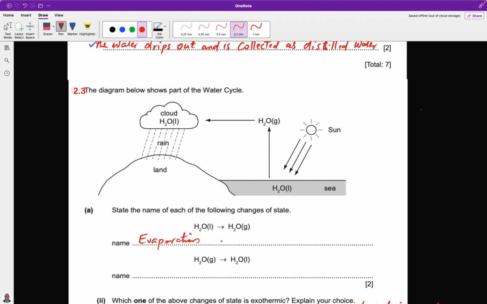You could still say, if you don't say evaporation, you can say boiling. During boiling, water is converted to gas. Or you can say vaporization. Any of these is acceptable: evaporation, boiling, or vaporization.